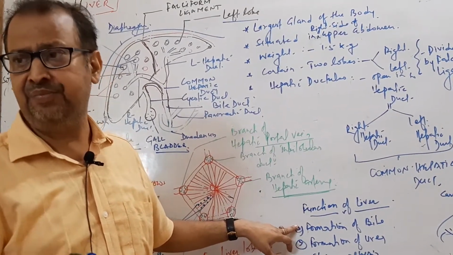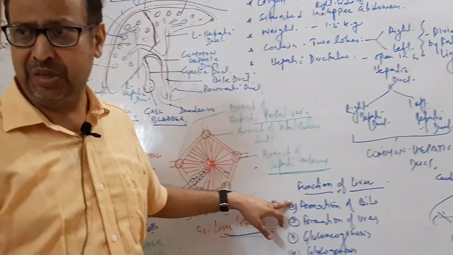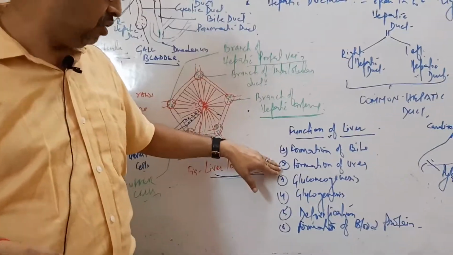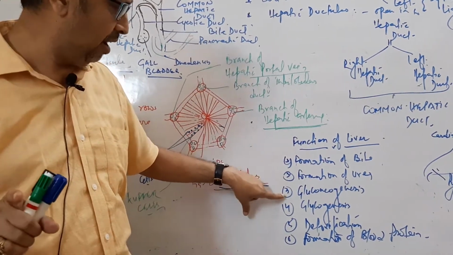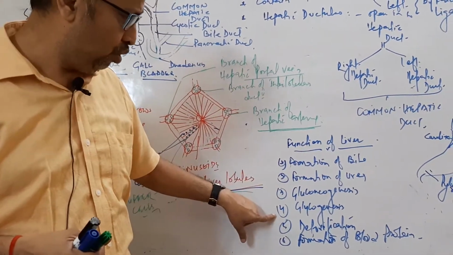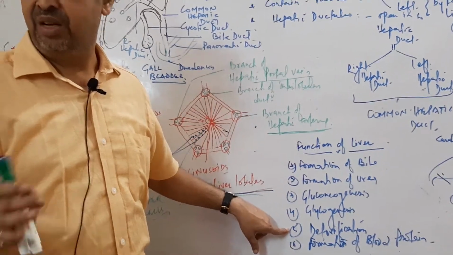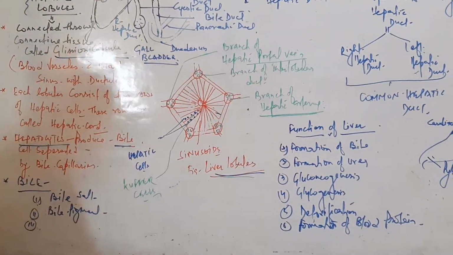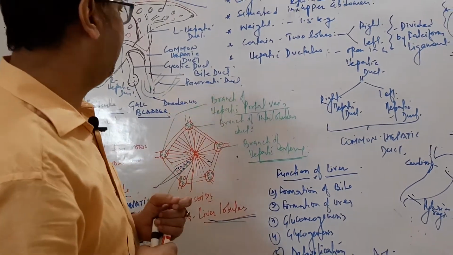Bile also contains bile pigment, bilirubin, and bile salts, and other substances that make the bile alkaline. Other functions are the formation of urea, converting ammonia to urea through the ornithine cycle; gluconeogenesis, the formation of carbohydrate from non-carbohydrate sources; glycogenesis, the formation of glycogen; and detoxification, which occurs in the liver. Blood proteins like albumin, globulin and fibrinogen are also produced. So this is all about the liver.